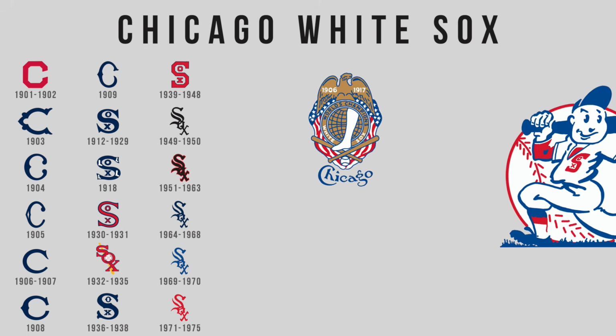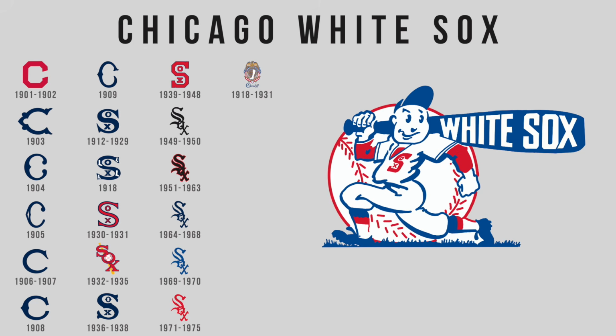In 1948, the team tried out a new logo for a single season. This one of a cartoon White Sox player in a uniform, kneeling on grass and carrying an oversized bat with the team name, White Sox, inscribed on the barrel. Behind him is a large red baseball.